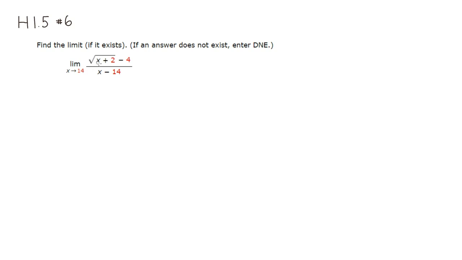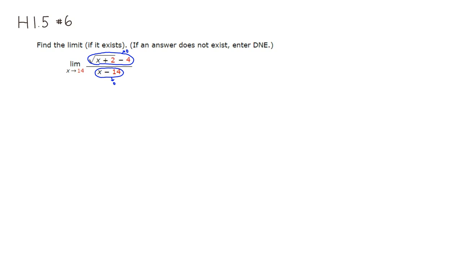If you plug in 14 here, you have 14 plus 2, that's 16. The square root of 16 is 4. 4 minus 4 is 0. So you can see that the numerator approaches 0. Then the denominator, 14 minus 14, also approaches 0. So we have to do a little bit more work.